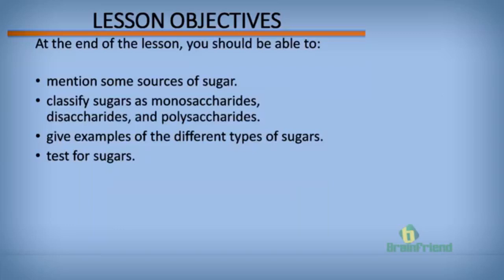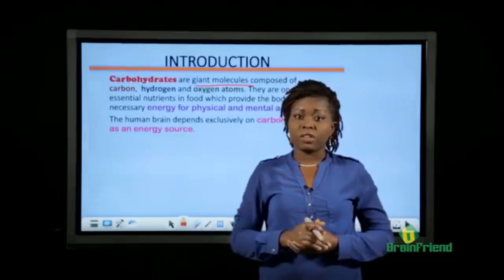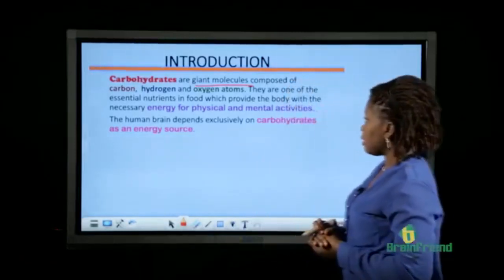At the end of the lesson, you should be able to mention some sources of sugar, classify sugars as monosaccharides, disaccharides, and polysaccharides. You should also be able to give examples of the different types of sugars and test for sugars. Carbohydrates are giant molecules composed of carbon, hydrogen, and oxygen.